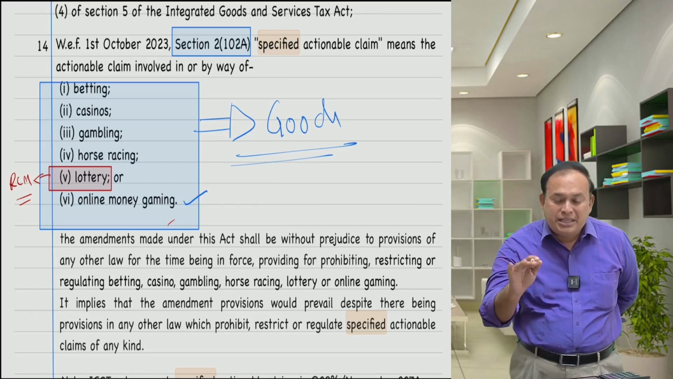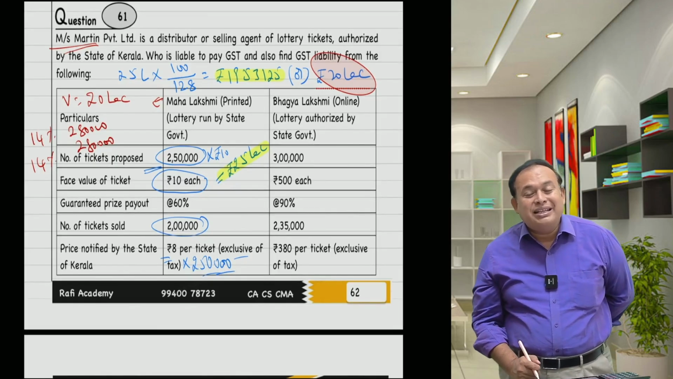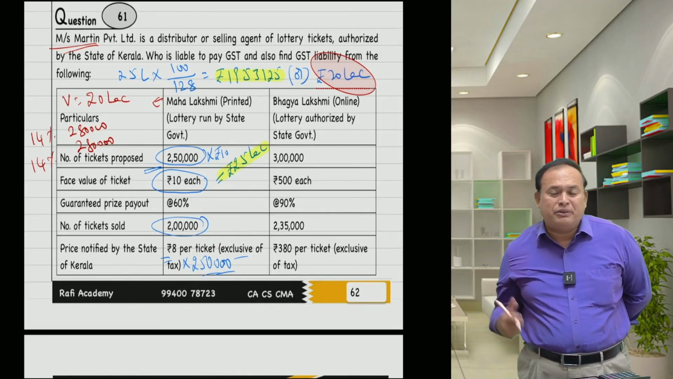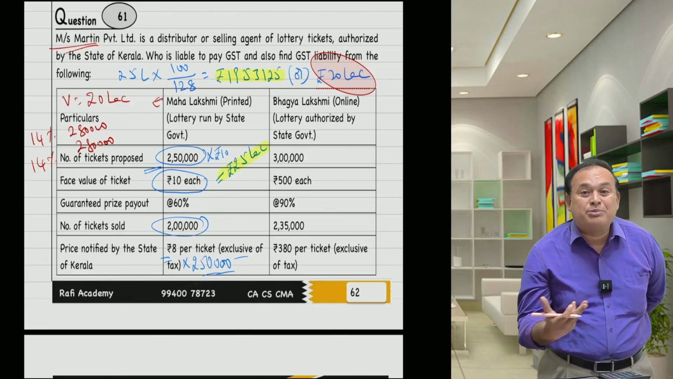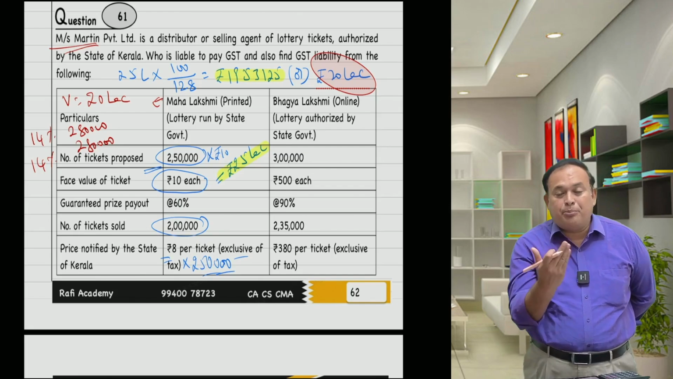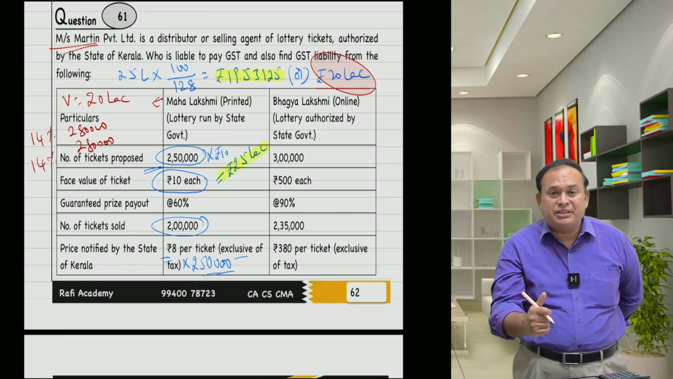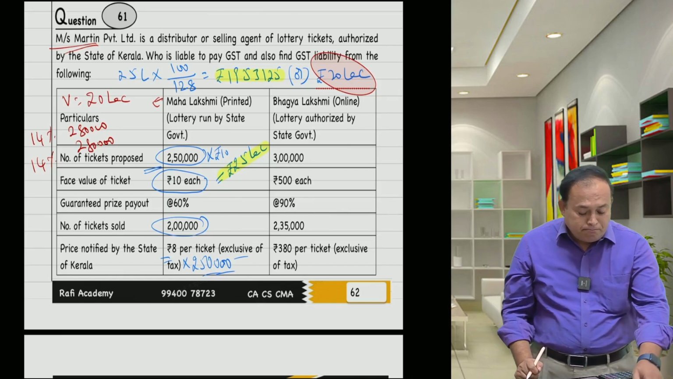So what I'm going to say here is, in the case of lottery, GST is payable by the recipient, here Martin Private Limited, on the supply taken place by the state government to Martin. For that supply made by the state government, Martin, the recipient, is liable to pay GST. Now come back.